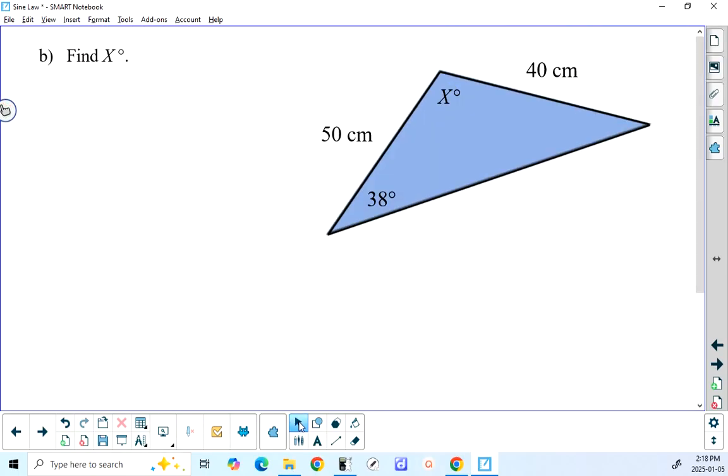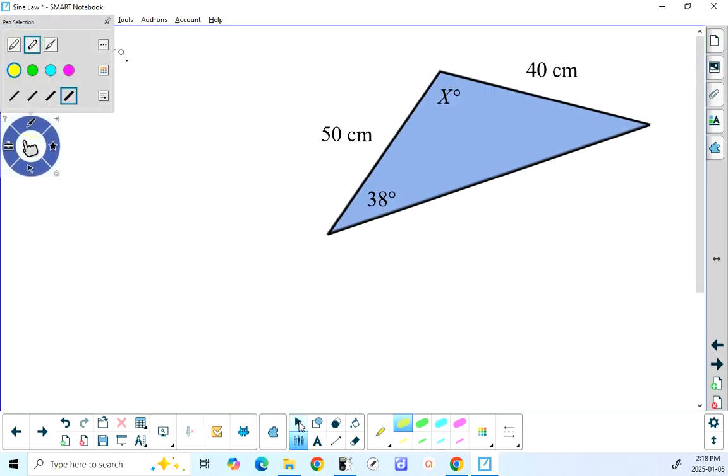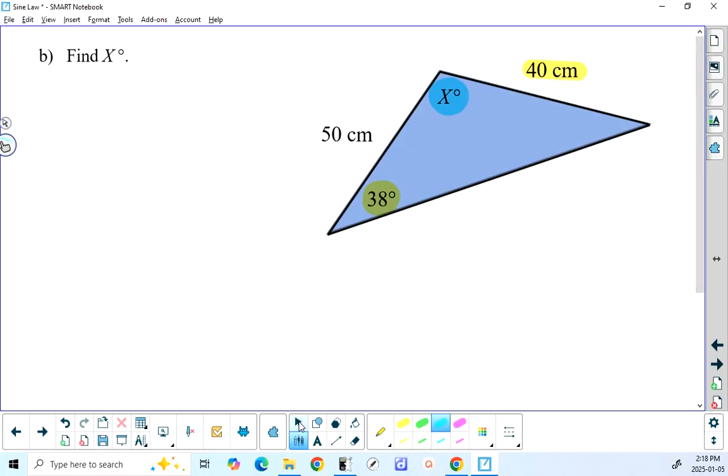And the final example we're going to look at is 3B. We're asked to find angle X here, so let's identify. You can circle if you don't have a highlighter, which you probably don't. You can circle the pair that we know. You know 40 and you know 38. Unfortunately, the thing we're trying to find doesn't match up with a side we know. So we cannot find angle X directly, but what we can do is the following.